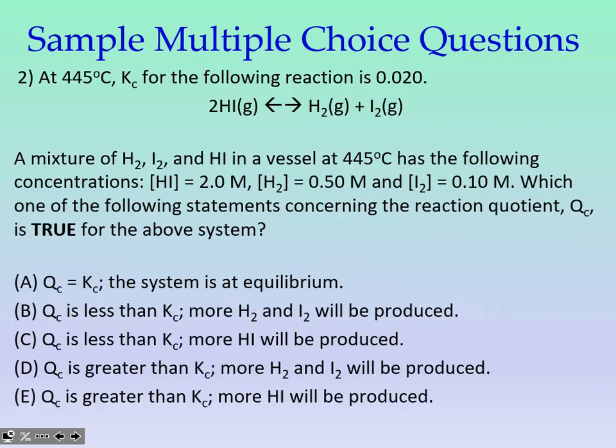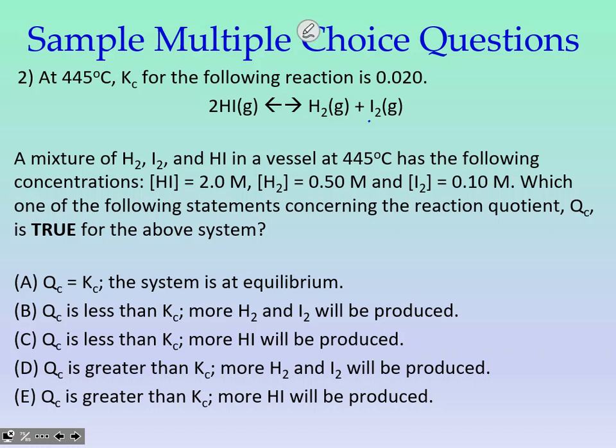Moving on. All right, here you go. 445 degrees Celsius, Kc is 0.02. A mixture of H2, I2 and HI in the vessel has the following concentrations. Which one of the following statements concerning the reaction quotient Q is true for the above system? All right, so we need to calculate Q here because we won't be able to tell and compare it to K until we have that value. Once again, this is multiple choice where you don't want to waste time.